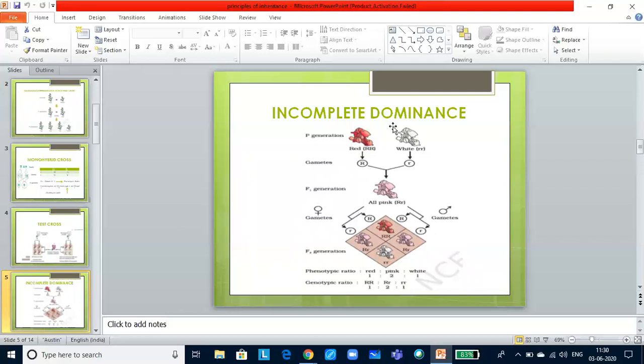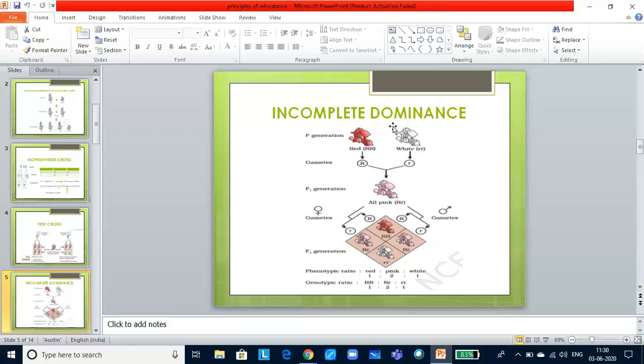So when you cross them, you have to get either red or white. Then you will understand whether it is a dominant trait or a recessive trait. But here, what has happened is you got an F1 generation of all pink flowers. That means neither red was able to express itself nor white; both were trying to express together. That means the color red was not completely dominant, and neither was white.